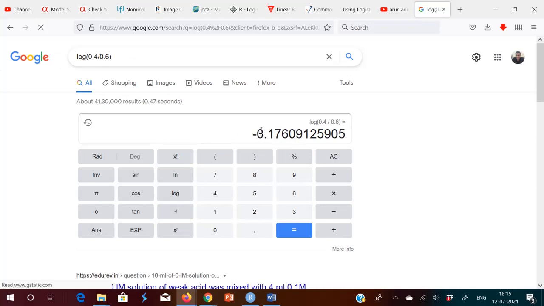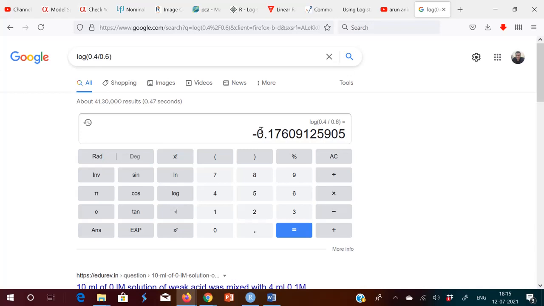Suppose your p value is 0.6, then they will take it as success based on the positive value. Suppose your p value is less than 0.5, then the log value will become negative. So this is the basic thing.